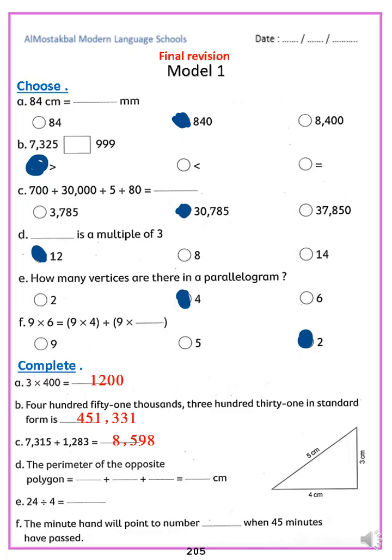The perimeter of the opposite polygon, okay? Add all the side lengths together, okay? 5 plus 4 plus 3 equals 12.